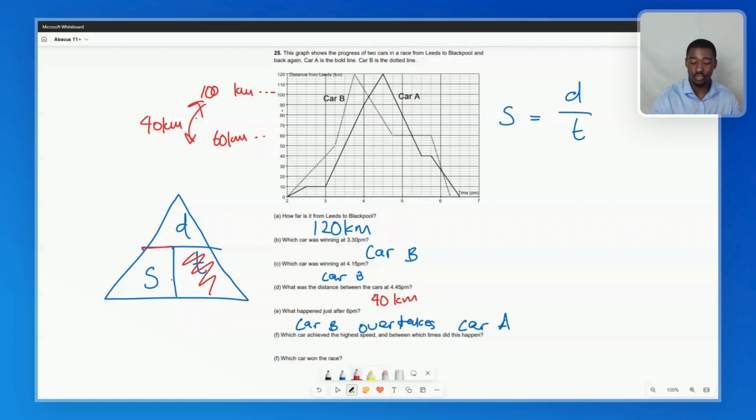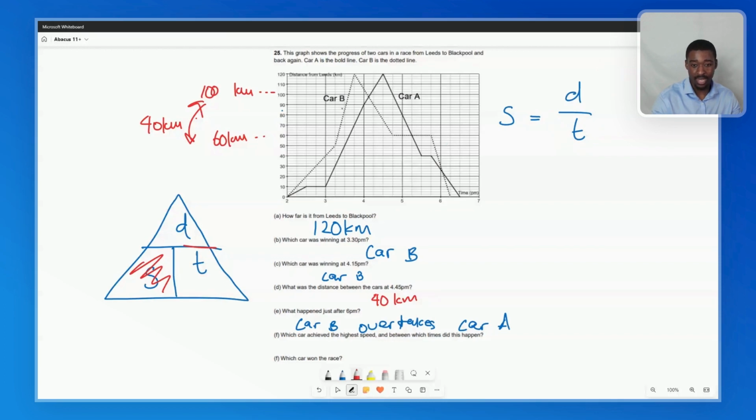Time is distance over speed. Want to find out about distance, cover it up. Distance is speed times time. So here, speed is distance over time, as we see right here. So we're trying to work out, to find the highest speed, we want the highest distance traveled in the shortest amount of time.